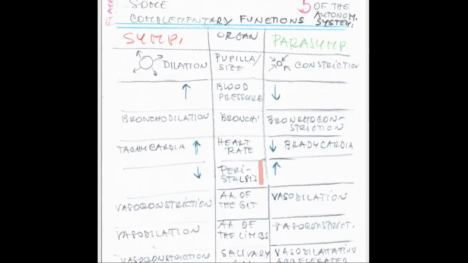Concerning the peristaltic movements of the viscera, mainly the intestines. So in the emergency, we need much less blood in the organs of the gastrointestinal system. So logically, also peristalsis is decreased. In the quiet situation, the parasympathetic system acts in the opposite direction.